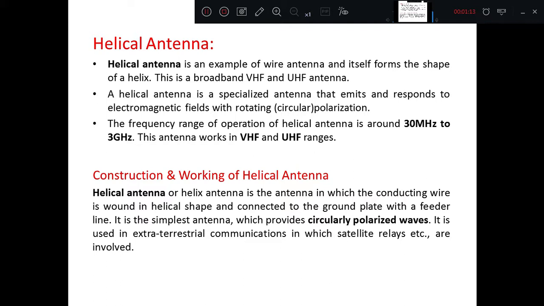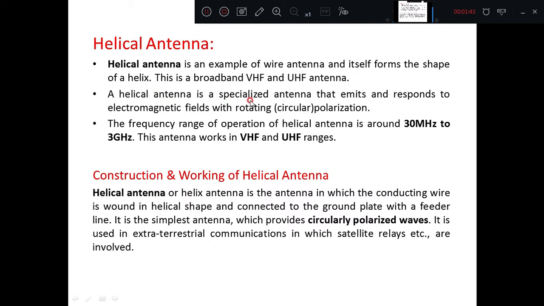So the first antenna is the helical antenna. The name itself says it is an example of a wire antenna and itself forms the shape of a helix. The shape of this antenna is a helix, that's why the name is called the helical antenna. And this is a broadband, very high frequency and ultra high frequency antenna, right?